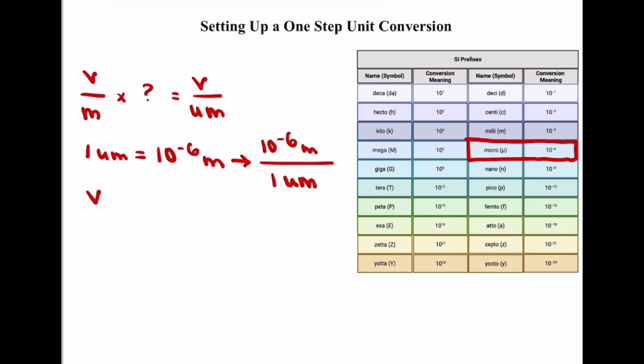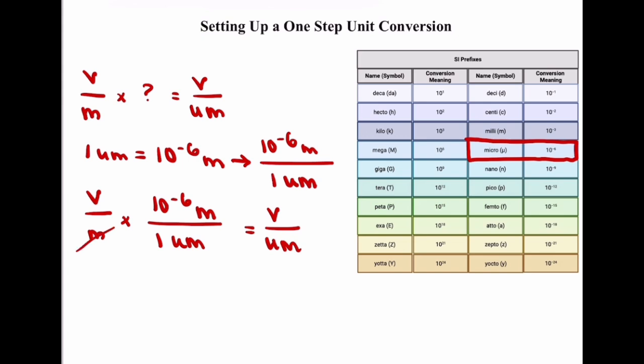Putting that into our equation will look like volts over meters times 10 to the negative 6 meter over 1 micrometer equals volts over micrometers. Meters will cancel, and our final answer is 10 to the negative 6 meter over 1 micrometer. And that's how you set up unit conversions.